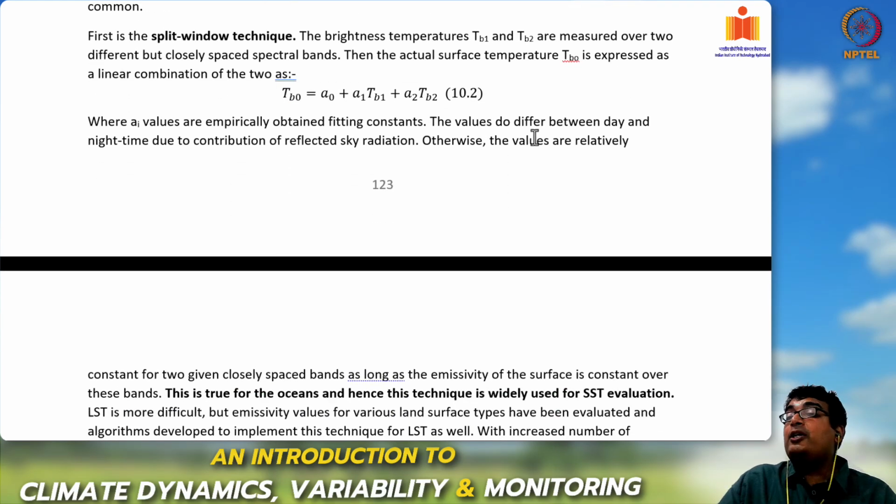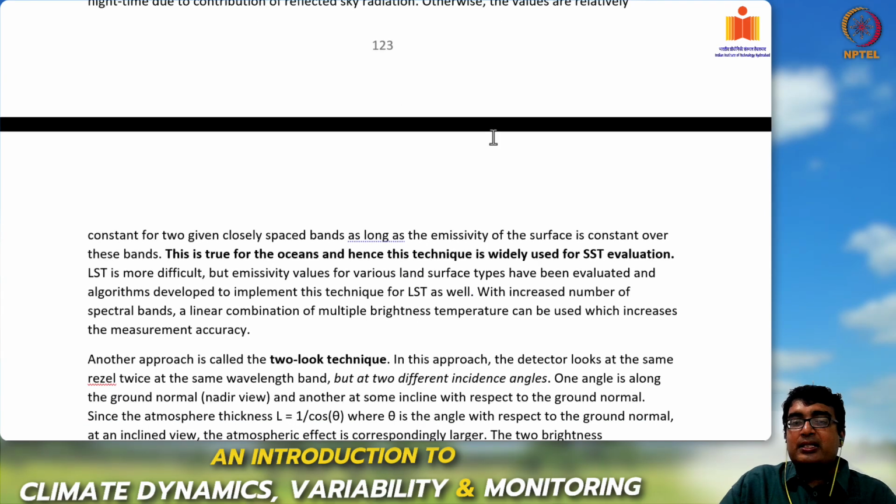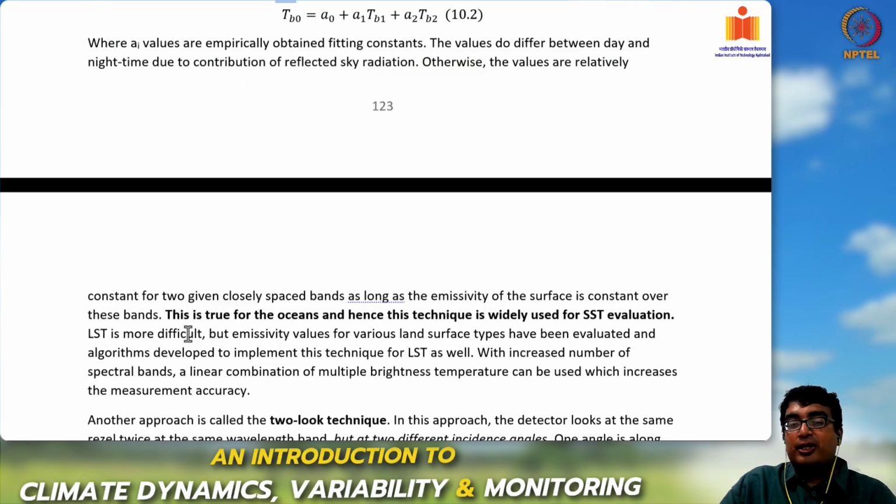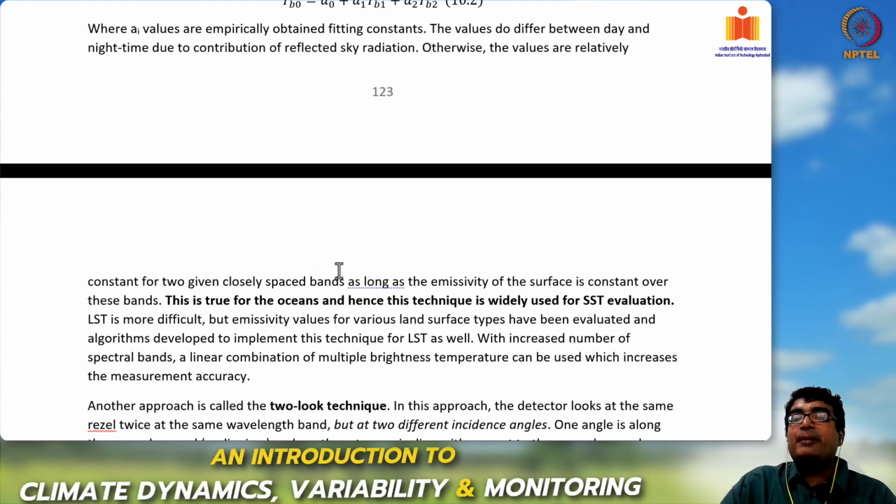The values, however, do differ between day and night time due to contribution of reflected sky radiation. Otherwise, the values are relatively constant for two given closely spaced bands as long as the emissivity of the surface is constant over these bands. This is true for the oceans. Oceans are a nearly gray emitter, so the emissivity does not change with wavelength as much. And so this technique is widely used for sea surface temperature evaluation.